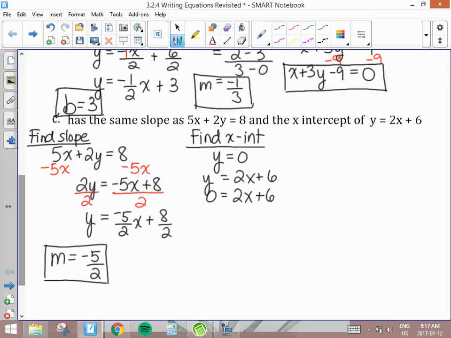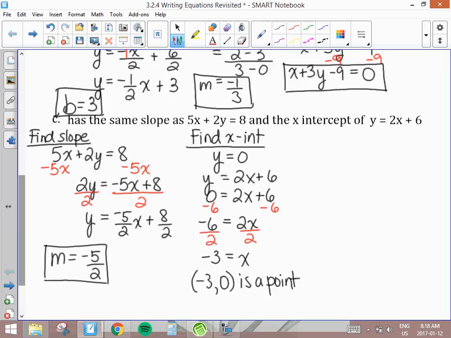So to figure out what that x-intercept is, I'm going to make this look like x equals a number. To do that, I need to move the 2 and the 6, but I move the adding and the subtracting numbers first. So I'll subtract 6 from both sides. In my next step, I'm going to get x by itself by dividing out the 2. And I'm left with x equals negative 3. So I've got the x-intercept, and that tells me that negative 3 comma 0 is a point on the line. I'm going to use that point to help me find the y-intercept.